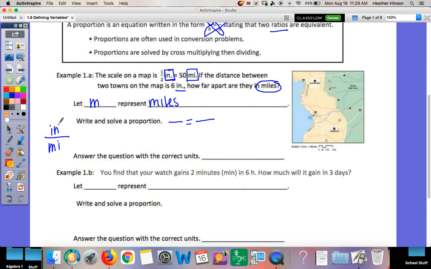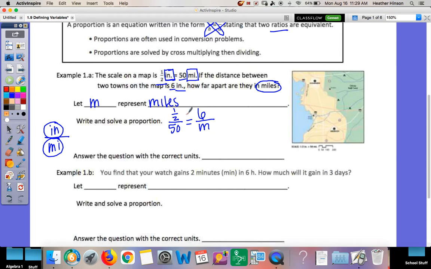And we want our first inches. Our first inch they gave us was a half. And how many miles was that? That was 50 miles. So that's inches over miles. What was our next inch? Then they gave us 6 inches. How many miles was that? That we didn't know. That's what we have to solve for.